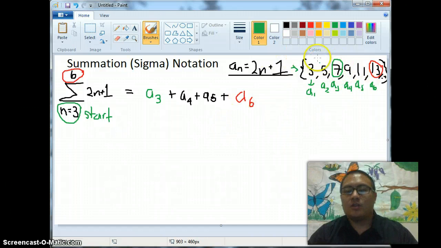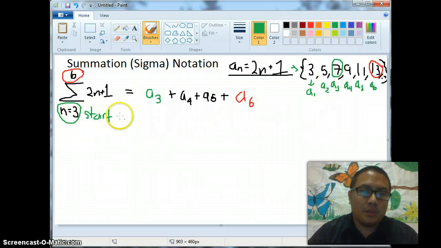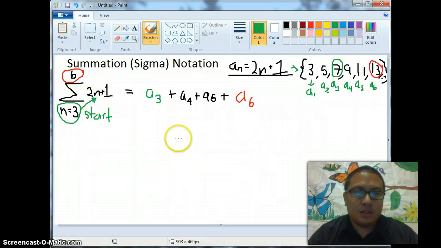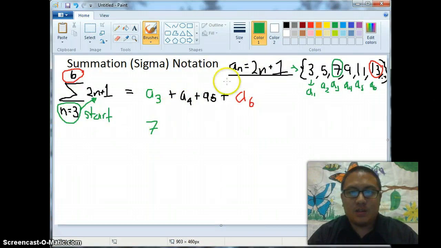Okay, so now all you have to do is replace it. Most people will just start plugging in the numbers. So when you plug 3 into this n, you'll get 6 plus 1, so that gives you 7. Now you plug in 4, because you're going to a sub 4. You can think of it this way: you're plugging this 3 into here, and then you're plugging this 4 into here.